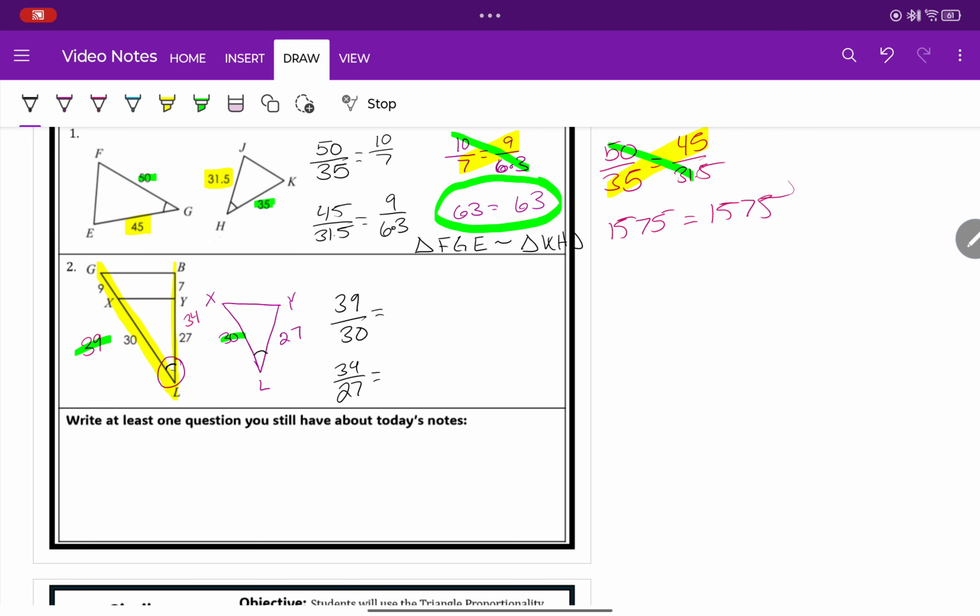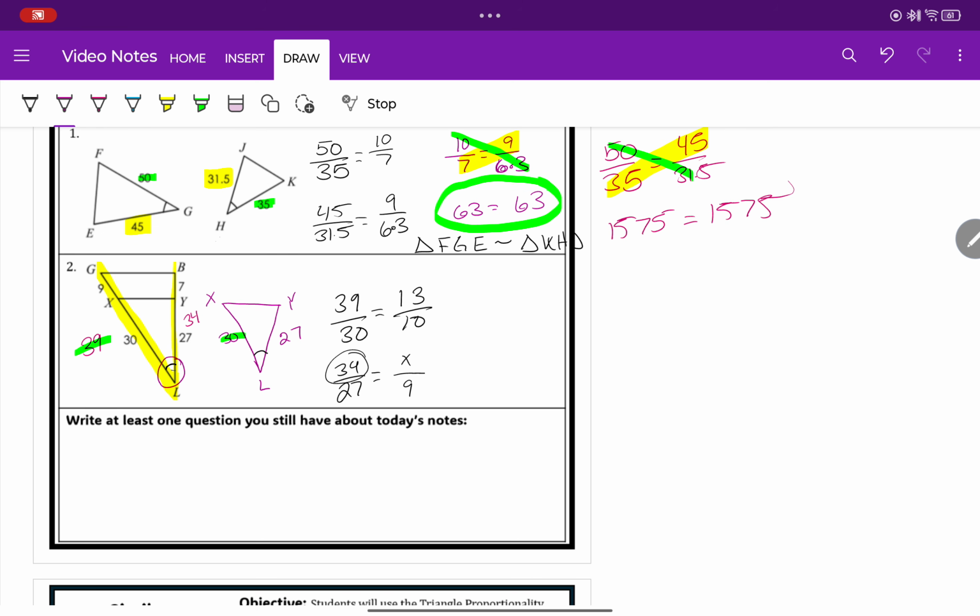I'm going to go ahead and simplify both of these first again. 39 and 30 are both divisible by 3. So I get 13 and I get 10. And then below I have 34 and 27. 27 is only divisible by 9 and 3, but 34 isn't divisible by either of those. So I can't simplify 34 over 27.